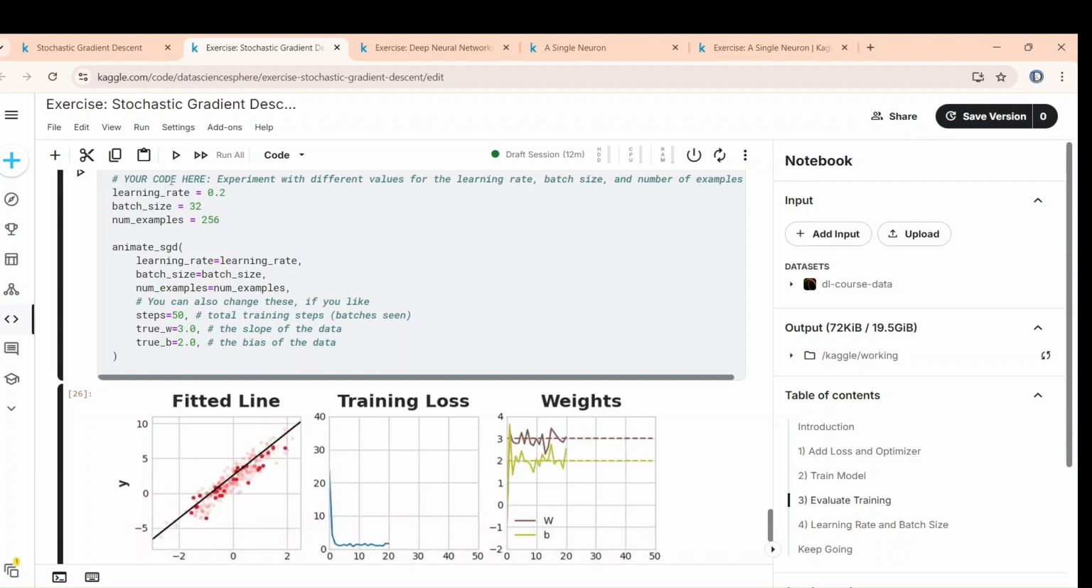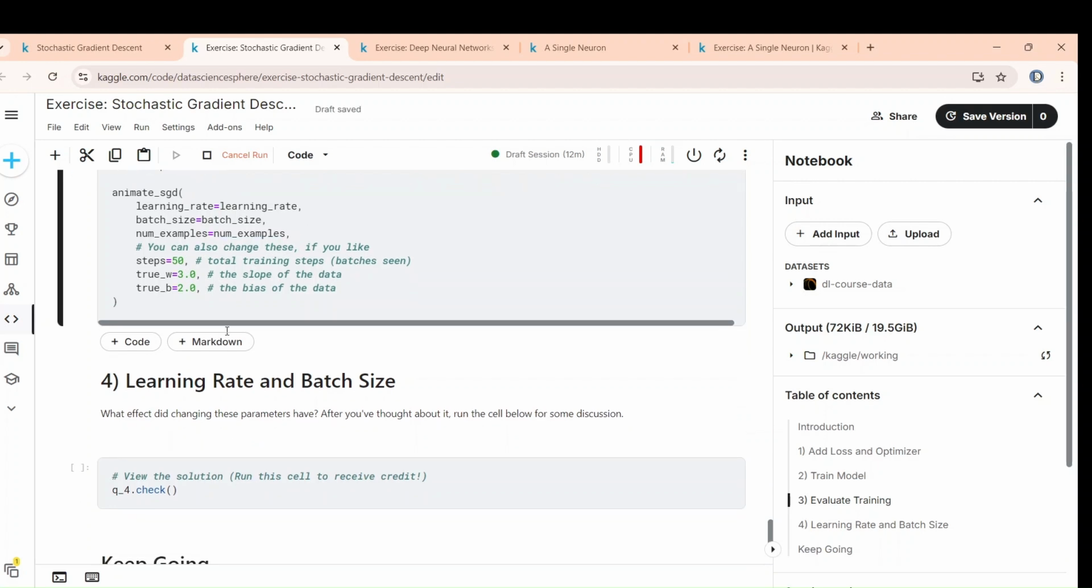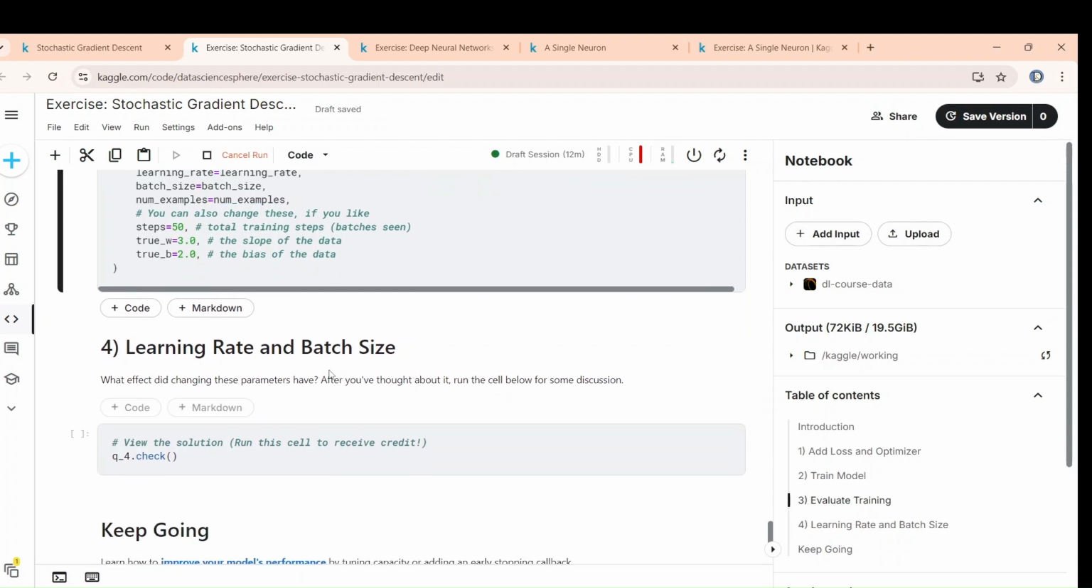Okay, if you give 0.2, then see what happens. This is your job. Just give this and change the batch sizes, and check how it is looking. Anyway, learning rate and batch size. What effect did changing these parameters have? After you have thought about it, run the cell below for discussion.